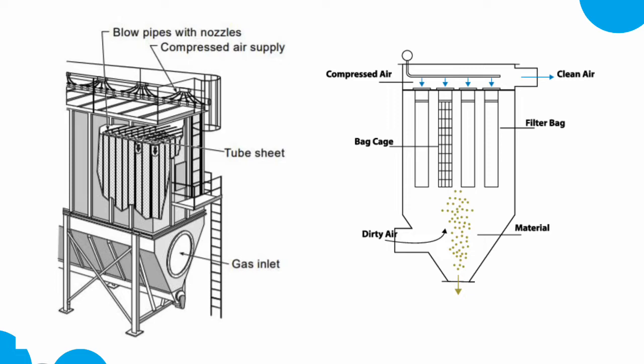The dirty air enters the system through the gas inlet, and then it is passed through the filter bags. The filter bags remove the pollutants, and once the air has gone through this, the clean air exits the system.